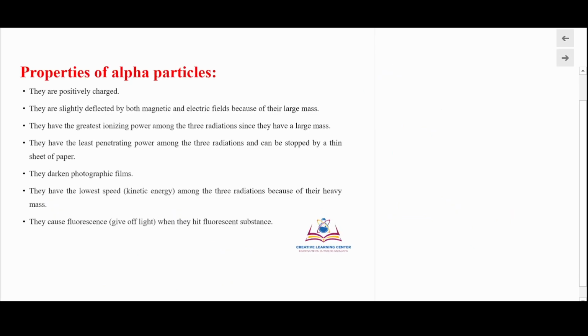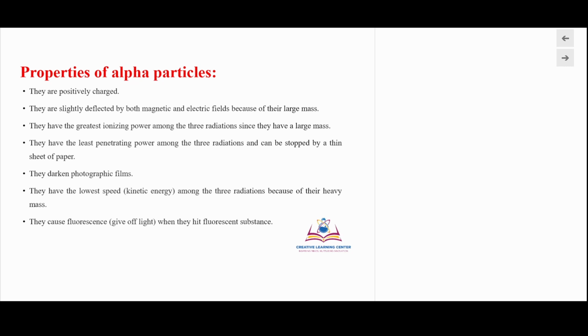If we move further, we can talk about some properties of the alpha particle. These alpha particles are positively charged. They can be slightly deflected by electric and magnetic fields. Also, they have a greater ionizing power. They have very low penetrating power, in that they can be stopped by a plain sheet of paper. These particles are used in photographic films to darken the room. They also have the lowest kinetic energy.